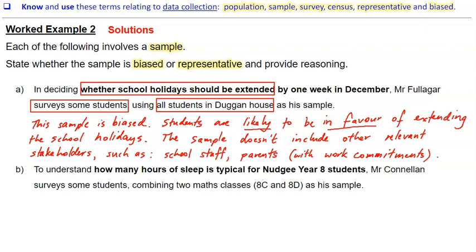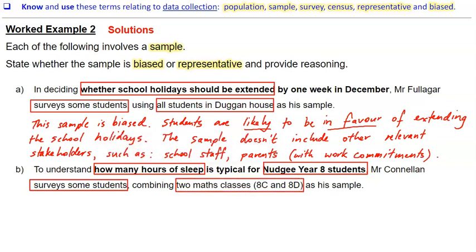Let's look at part B. To understand how many hours of sleep is typical for Nudgee Year 8 students, Mr. Connellan surveys some students. He combines 2 maths classes, 8C and 8D, as his sample. This sample is representative. Well, it's most likely to be representative of the Year 8 population.